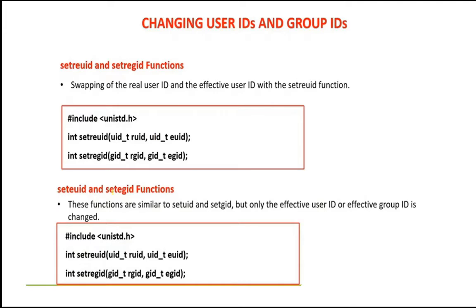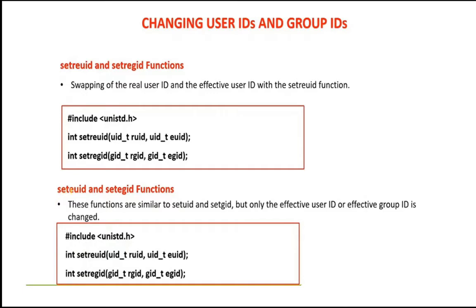Here also they are going to return 0 if everything is okay, else -1 on error. Here we are going to supply a value of -1 for any of these arguments to indicate that the corresponding ID should remain unchanged. The rule is simple here. An unprivileged user can always swap between the real user ID and the effective user ID. This allows the set-user-ID program to swap to the user's normal permission and swap back again later for the set-user-ID operations.